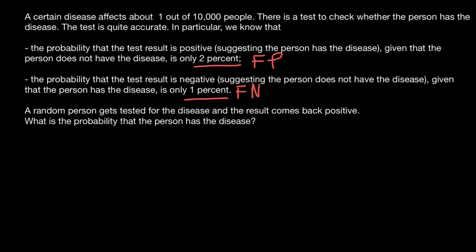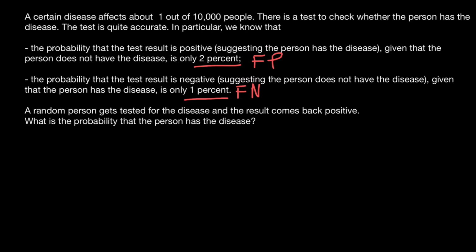Now the question: a random person gets tested for the disease and the result comes back positive. What is the probability that the person has the disease? Some people may say that probability is 99%, some people would say 98%, some people say that probability is 97% that this person has the disease. Actually, real numbers are very different from what you probably think.